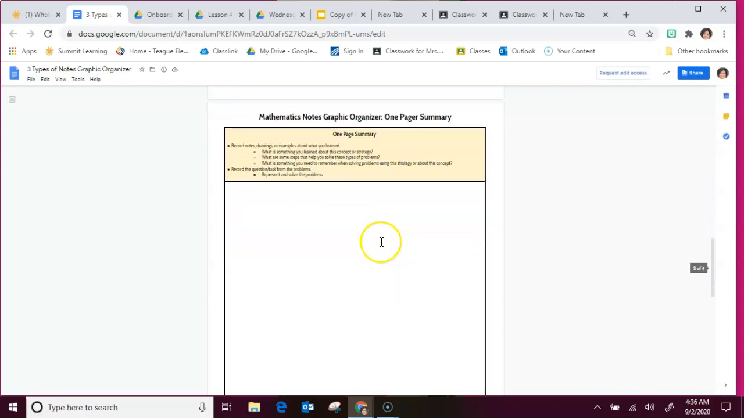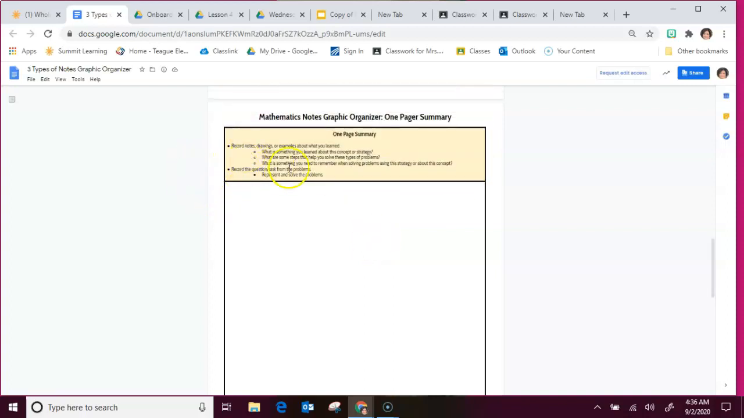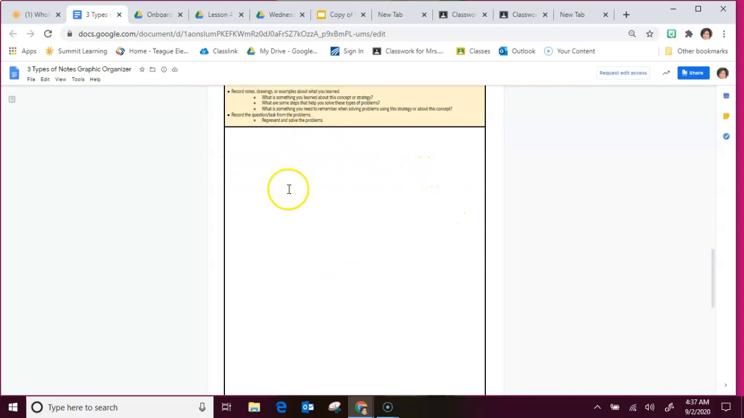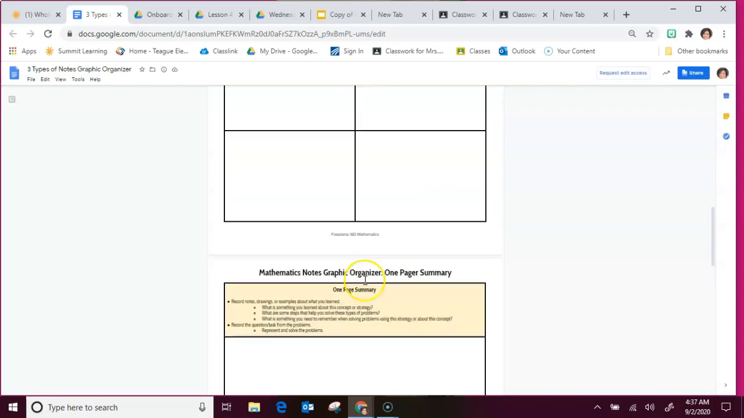And then you have your 1-page summary, which you don't really need a note taker to do. These suggestions are nice. Record notes, drawings, or examples about what you learned. So this is where you might want to copy an anchor chart that was in the resources. Might want to record the question and then solve the problem. So this is just like you're taking whatever notes you want to. You can do that on a plain sheet of paper, easy. You don't even have to draw anything, just use your paper.